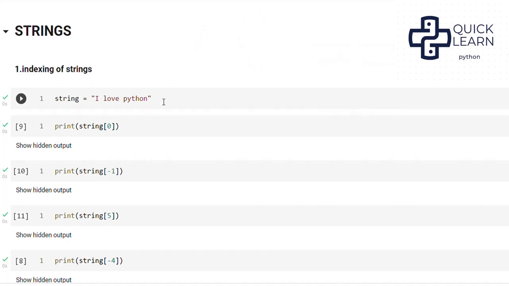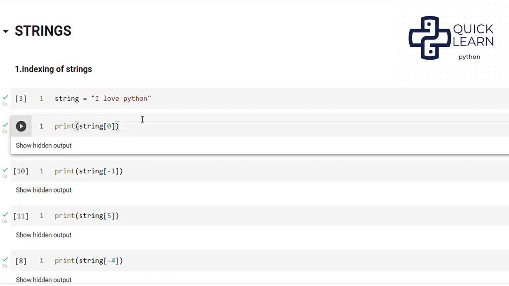Let us consider a string, I love Python. The indexing is of two types: forward indexing and backward indexing. The forward indexing starts from 0. The I is given the index 0 here.